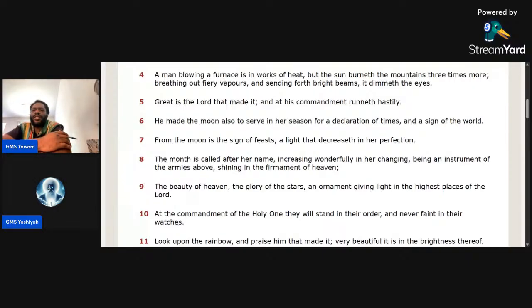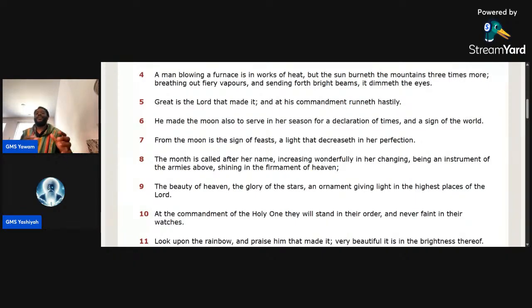Some of those feasts consist of Purim, the Day of Atonement, and, again, Passover. Yeah, the Passover, yep. But it says a light that decreaseth in her perfection, and you got groups that fumble upon this.